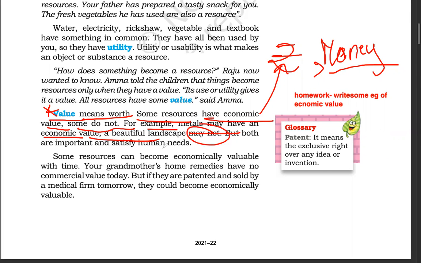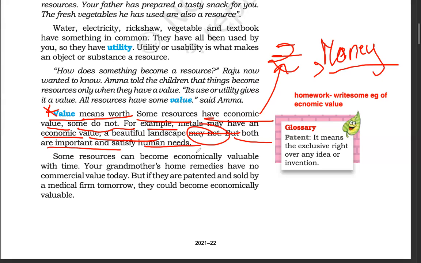May not have an economic value. Why? Because you're not going to buy it. You're just seeing it, right? So it does not have any economic value. But both are important for satisfying human needs. Correct. Both things are required to satisfy a human need.